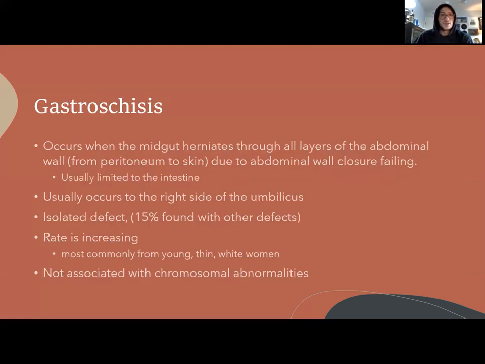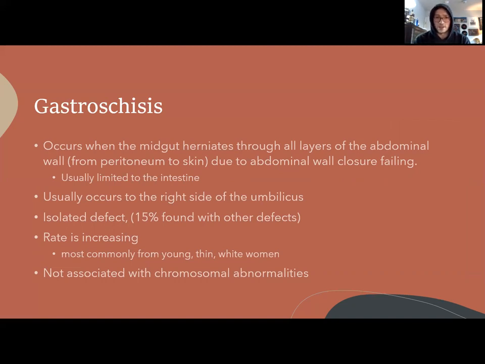Gastroschisis, on the other hand, is going to occur when the midgut herniates through all of the layers of the abdominal wall. So it's not herniating into the umbilical cord, it's herniating through the entire abdominal wall, normally to the right of the umbilicus. And this is going to be limited to the intestine. So with the omphalocele, we had the liver also being able to herniate, versus gastroschisis, you're only going to have the midgut or the intestine.